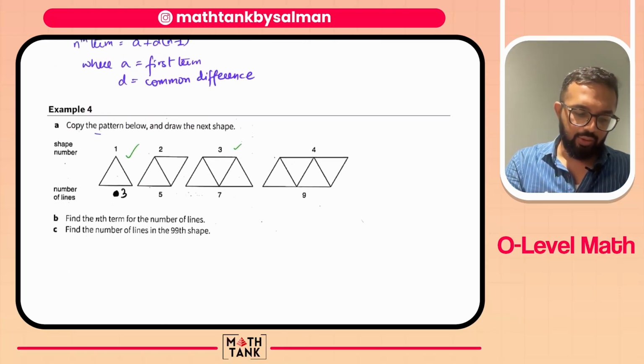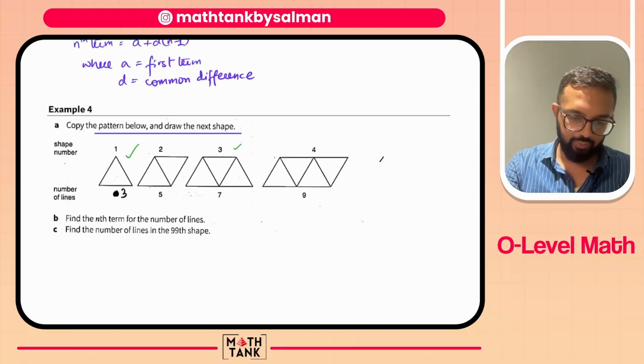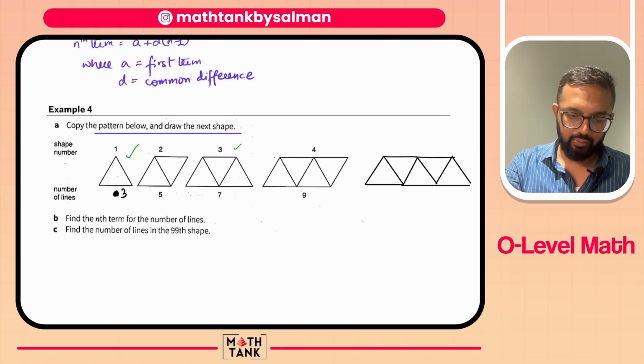Let's see. It says copy the pattern below and draw the next shape. So if I want to draw the next shape, that's how I would draw it. I will go back up. That is what the next shape would look like. So the 3 lines, 5 lines, 7 lines, 9 lines, there are probably 11 lines here. Let's count: 1, 2, 3, 4, 5, 6, 7, 8, 9, 10, and 11.